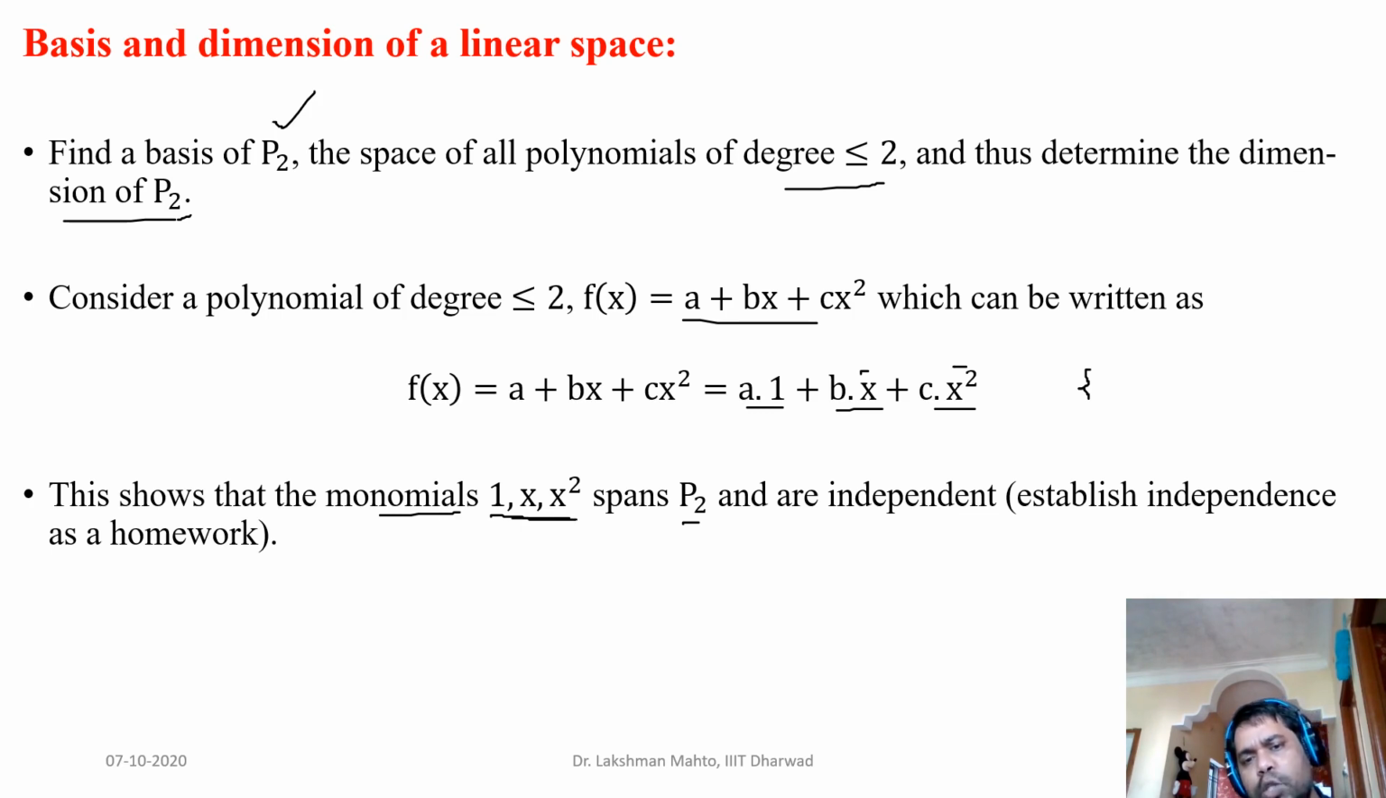1, x and x square happen to be polynomials. So these are candidates for being a basis of P2. And also we can observe that 1, x and x square are linearly independent. How can you establish linear independence? So that is the criteria.